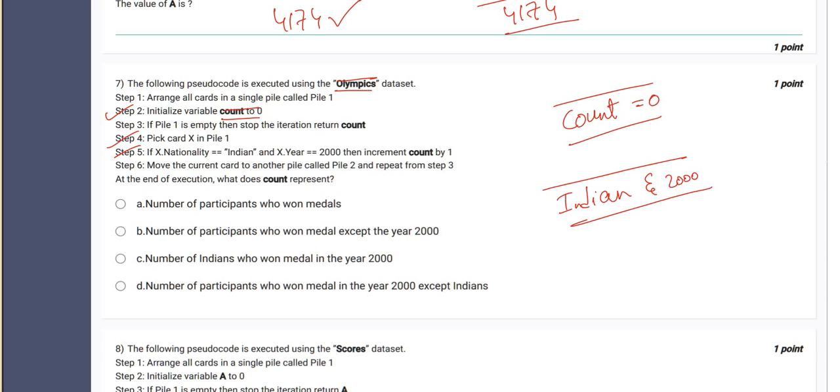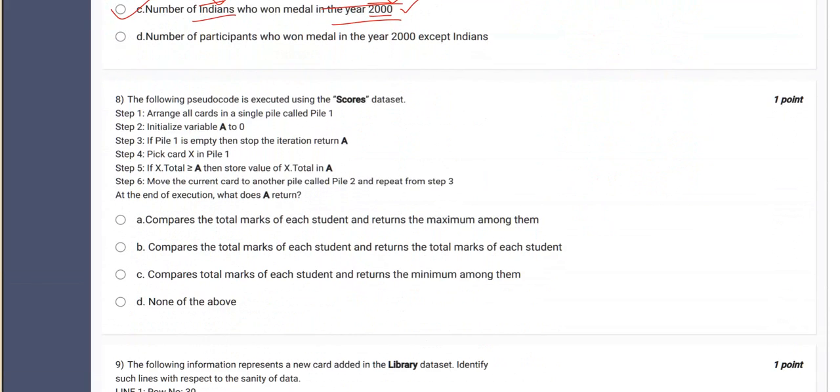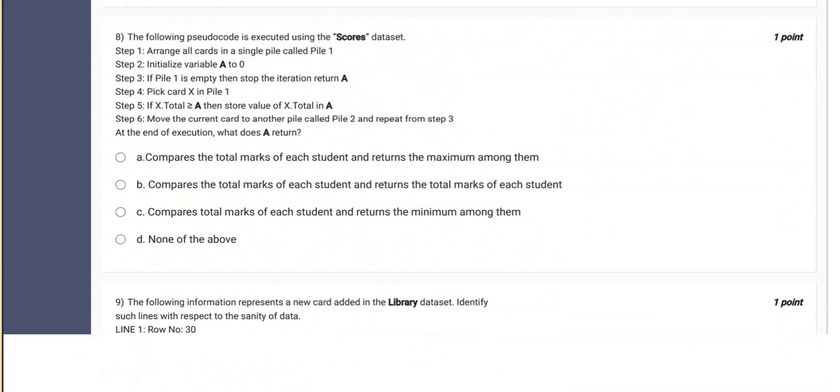Therefore, let us find out the most suitable option for count. Number of Indians who won medal in the year 2000. Right, that's the correct answer, because we are stressing more upon the nationality along with the year as well. So here nationality is Indian and the year is 2000. Therefore, it made some sense, right? Therefore, question number 7 is option C.